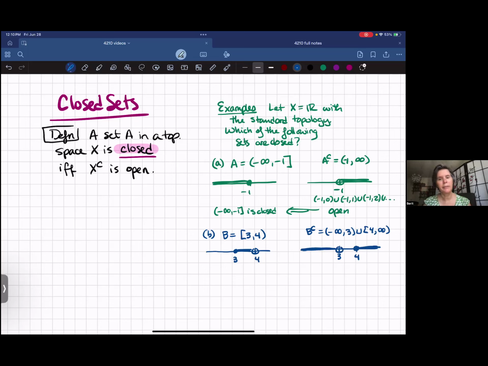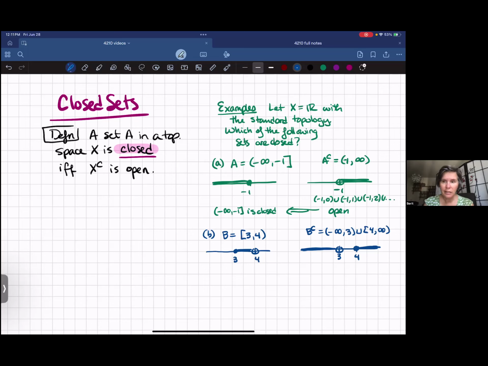Okay, that's B complement. Is B complement open? Certainly the negative infinity to 3 part is open, the same way up above, negative 1 to infinity was open. When you have an interval with infinity or minus infinity at one end, and the other end is not including the endpoint, that is an open set in the standard topology. What about the 4 to infinity? Is that open?